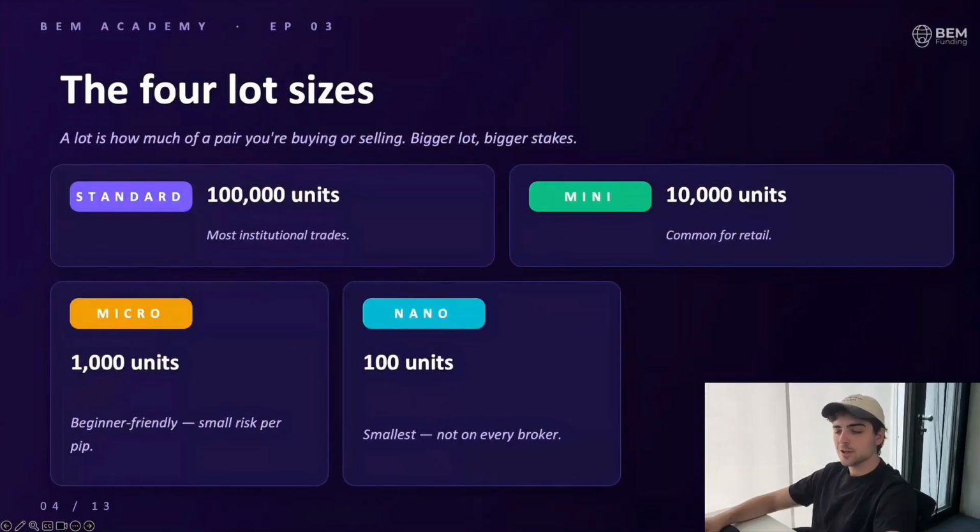And next, lot sizes. The lot size is how much of a pair you're buying or selling. There are 4 standard sizes. A standard lot is 100,000 units of the base currency. A mini lot is 10,000. A micro lot is 1,000. And a nano lot is 100, though nano lots aren't offered everywhere. Bigger lot means bigger pip value. Bigger pip value means bigger profit or loss from every move.